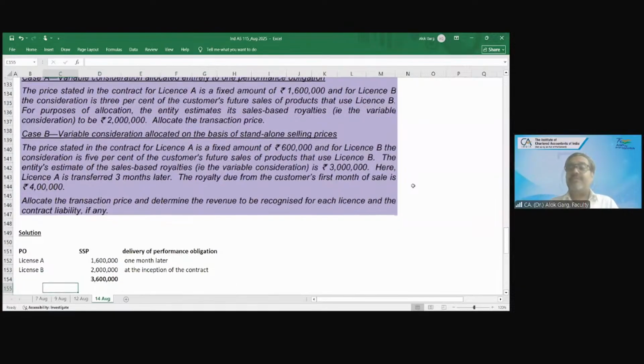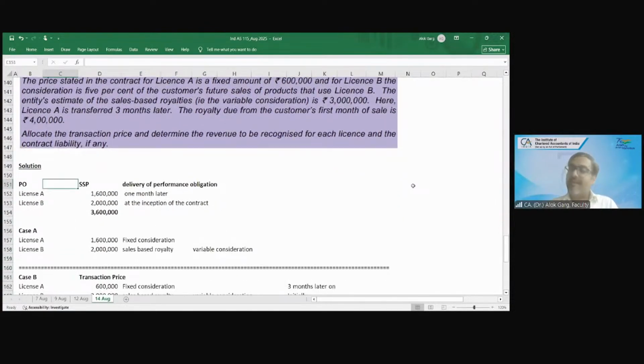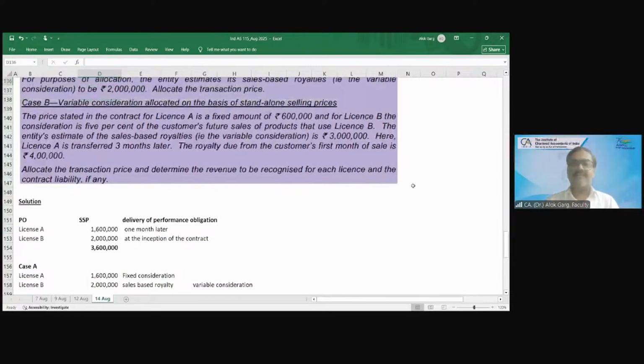Friends, there are two performance obligations, we all are clear. License A, license B. License A will be delivered 1 month later. License B is delivered at the inception of the contract. License A is sold at 16 lakh rupees fixed consideration. License B is on the basis of sales based royalty, variable consideration, 20 lakh rupees. So how will the revenue be recognized? The revenue will be recognized when, 1 month later, license A is transferred at 16 lakh rupees, and for license B the revenue has to be recognized at 20 lakh rupees. Simple.